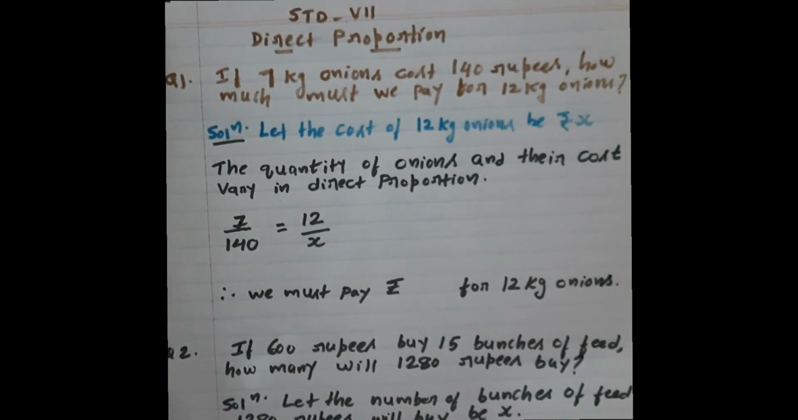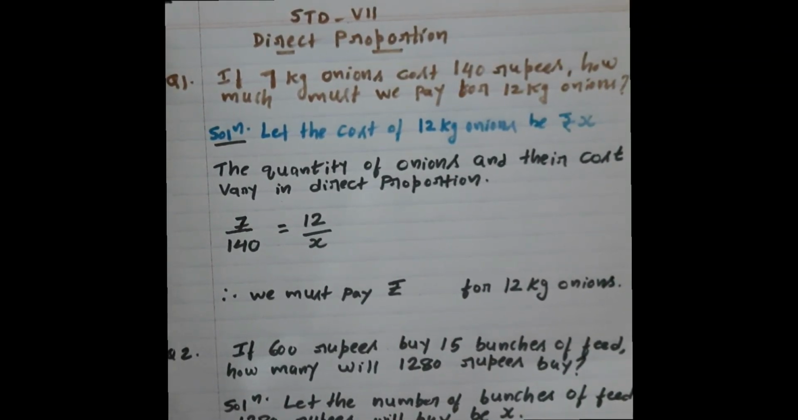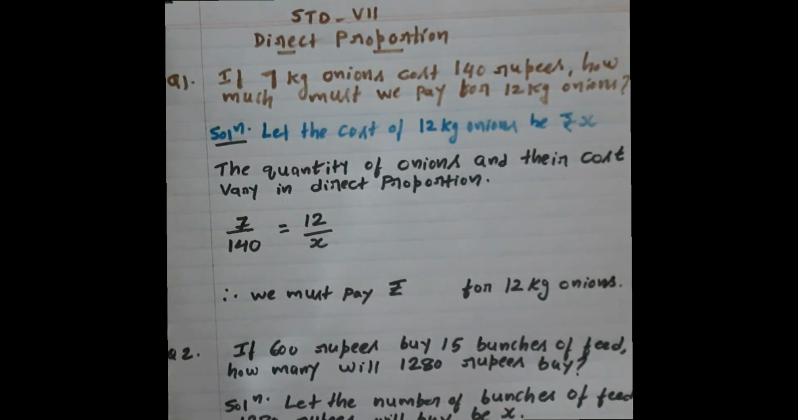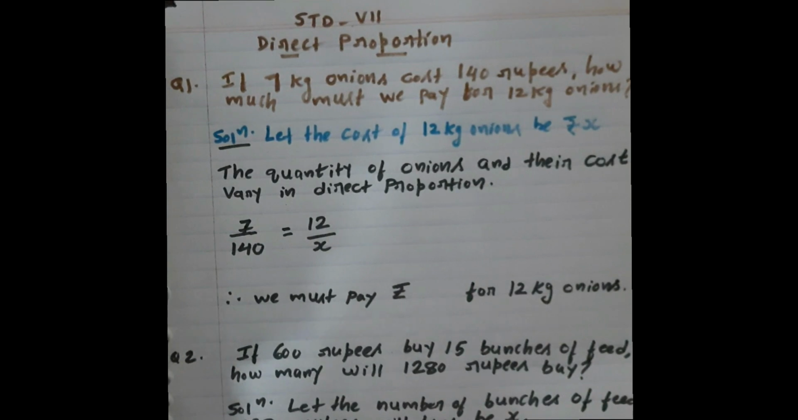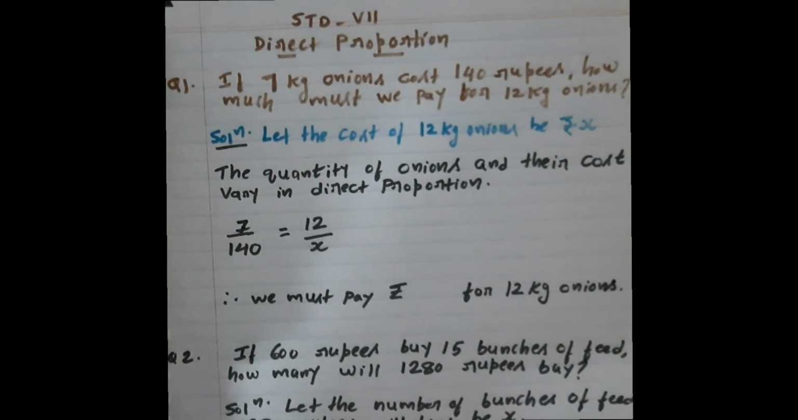Hello everyone. Today we will discuss direct proportion. The question is: if 7 kg onion costs 140 rupees, how much must we pay for 12 kg onions?